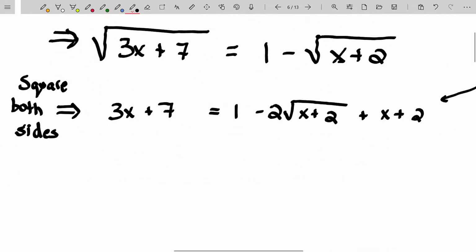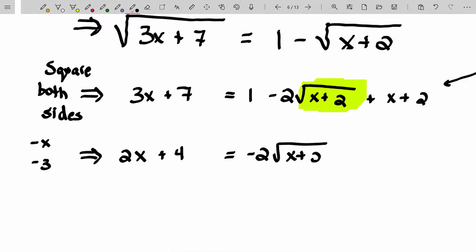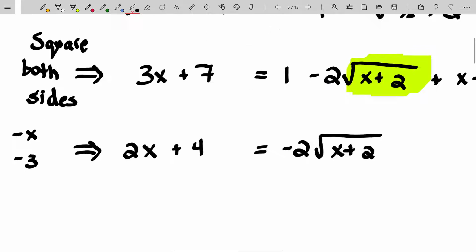Notice that my equation that results from this process still has a radical within it. So I will do the same thing that I did a moment ago. I'm going to isolate that radical. I'm going to get it by itself on one side. Since it's already on the right-hand side, I'll leave it on the right-hand side. I'll move everything else to the left-hand side. So I subtracted x from both sides and I subtracted 3 from both sides. And now you can see I've isolated this radical.